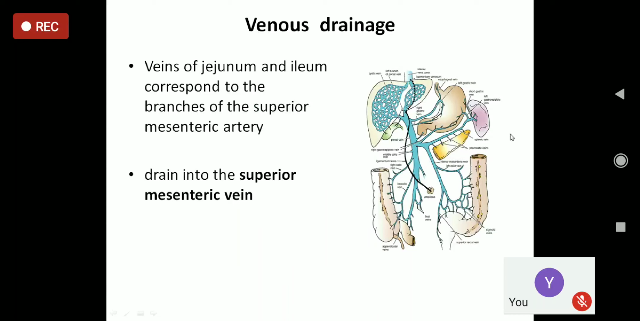Now come to the venous drainage. The veins of the jejunum and the ileum run together with the corresponding arteries, and they finally drain into the superior mesenteric vein, which finally drains into the portal system. That is the portal vein.